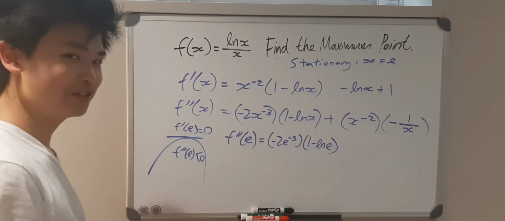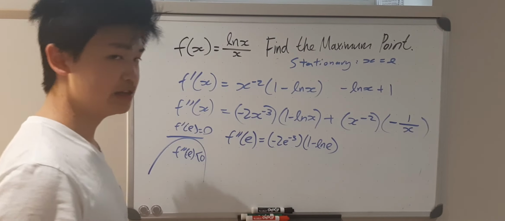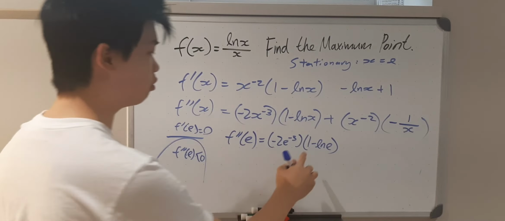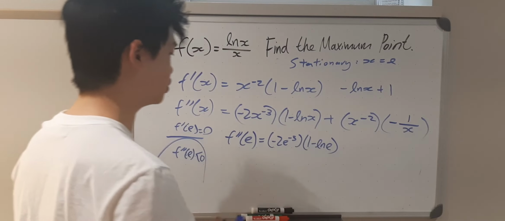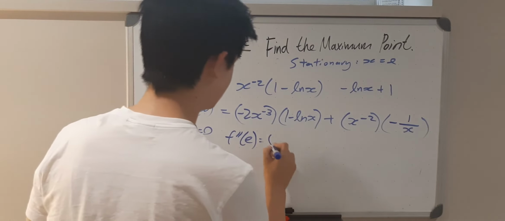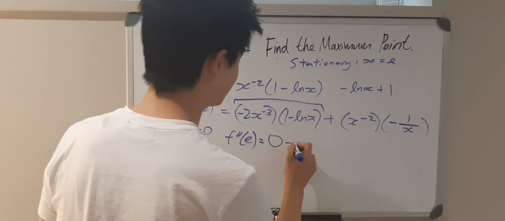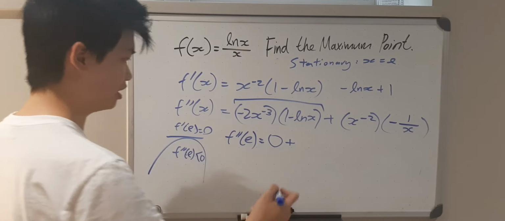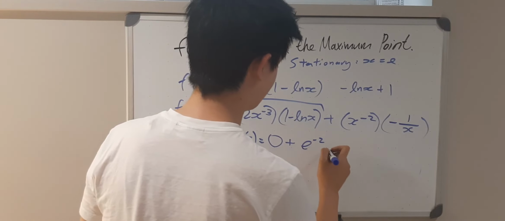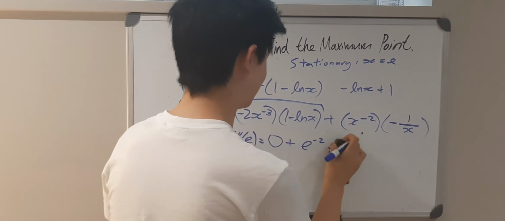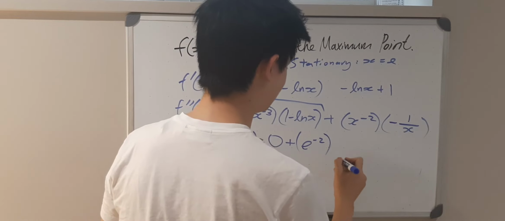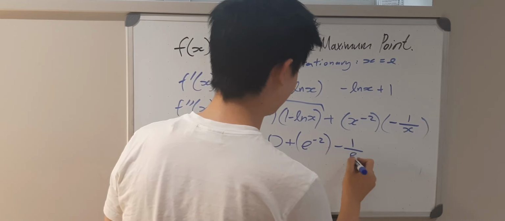What we have to notice here is this is ln e. We know ln e is equal to 1, and 1 minus 1 is 0. This whole first part will equal 0. Plus e to the negative 2 multiplied by minus 1 over e.